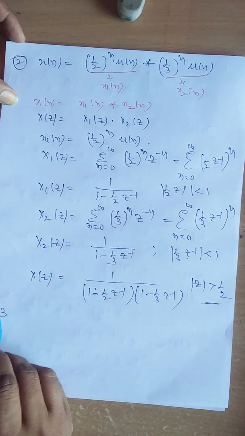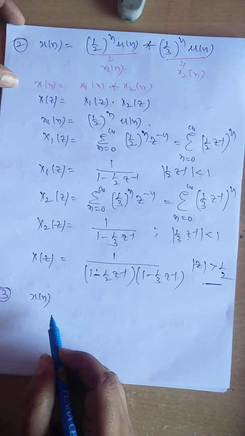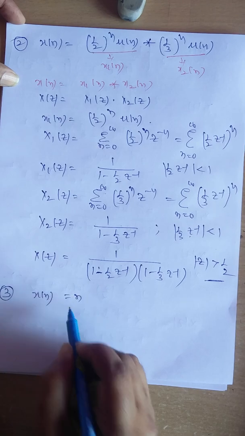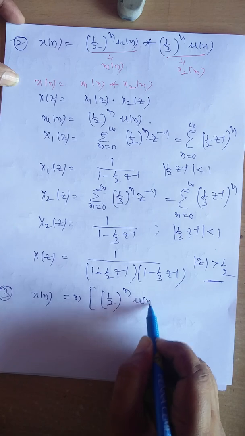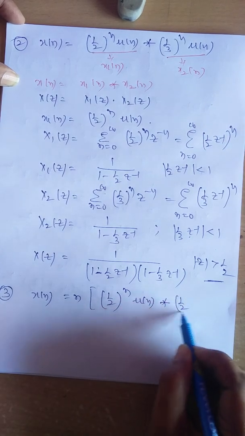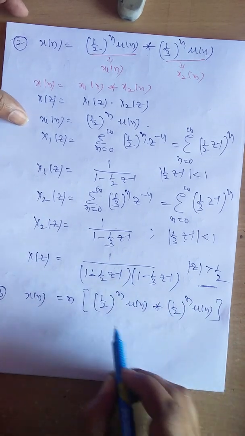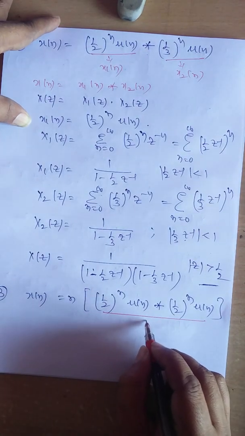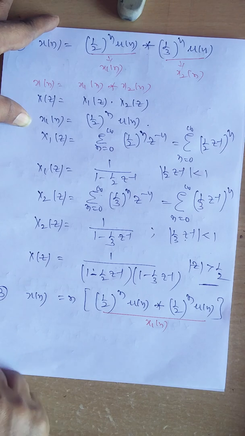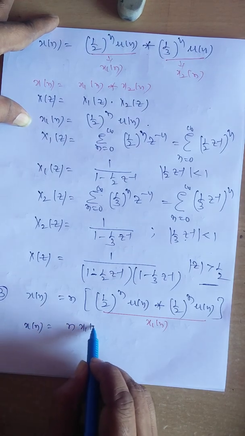Now the third problem: x of n is equal to n into (1/2)^n u of n, that is linearly convolved with the same signal (1/2)^n u of n. Let us take this part of the signal as x1 of n. Then we get x of n is equal to n into x1 of n.